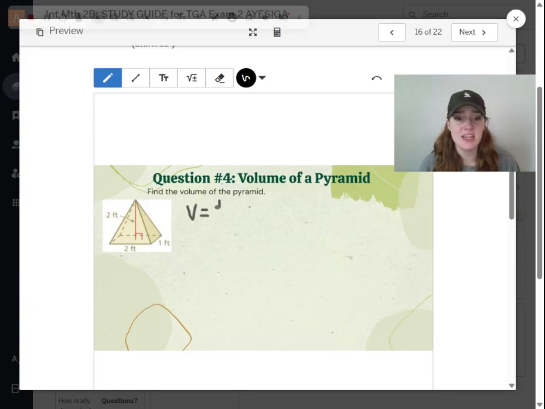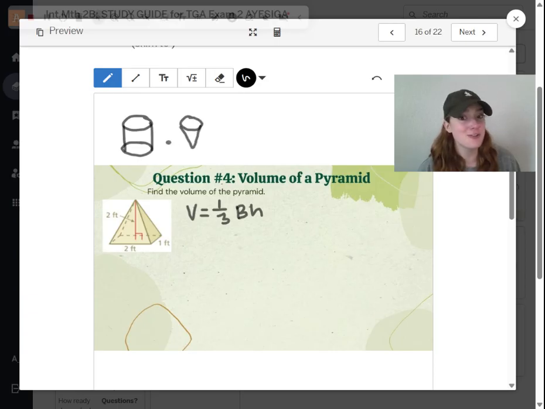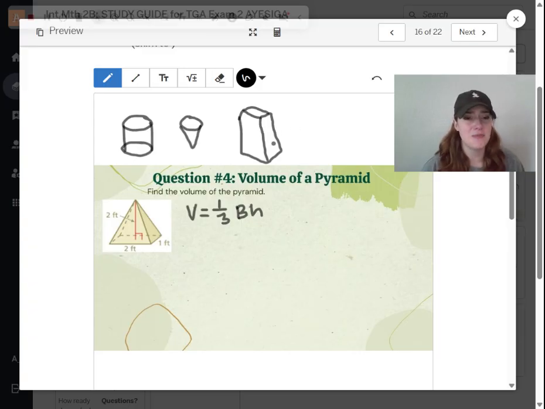So volume is 1/3 the base times the height. Again, it's 1/3, similar to how with a cylinder and a cone. Remember, a cone is 1/3 the volume of a cylinder. For a rectangular prism, this is some of my best work of drawing here. Wow. You can definitely tell it's a rectangle. From a rectangular prism versus a pyramid, very similarly, it is also 1/3. So pretty cool. That's where this formula comes from. It's 1/3 of a rectangular prism.